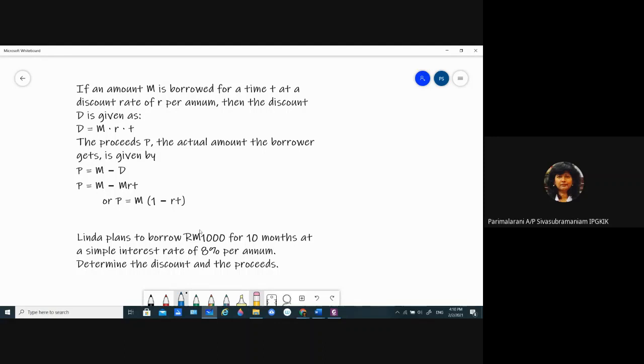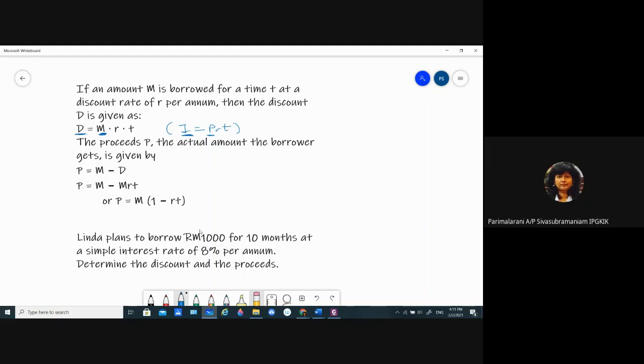You see that this formula is just the same as the other formula, PRT, correct? It is the same formula, just that here they call it interest, here we call it discount. M is the amount borrowed, here is the principal, R and T is the same. Sometimes when you take a loan from the bank, you ask for 1,000 loan, they give you 1,000 loan, and then you pay back plus the interest. Say it's 10% interest means you pay back 1,100.